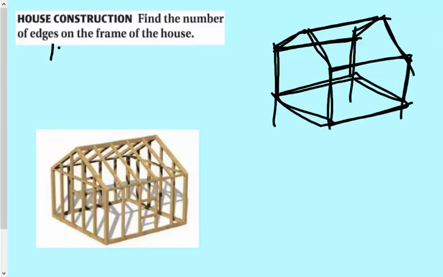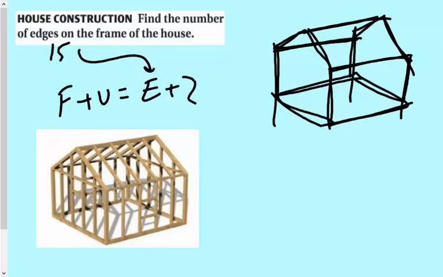Let's see if I did this right. Faces plus vertices equals edges plus 2. So I'm saying this is 15. So between faces and vertices, I should have 17. So faces, 1, 2, 3, 4, 5, 6. 6 faces. And then vertices, 1, 2, 3, 4, 5, 6, 7, 8, 9, 10. Uh-oh. That's 16. So what did I miss?